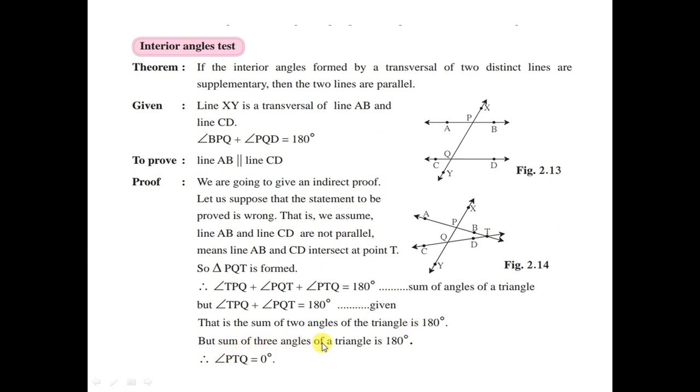So the sum of the three angles of a triangle is 180 degrees. That means if TPQ plus PQT is 180 degrees, then here it will be 180 degrees plus angle PTQ equals 180 degrees. So 180 degrees will get cancelled. What will be left? Angle PTQ will be equal to 0 degrees.